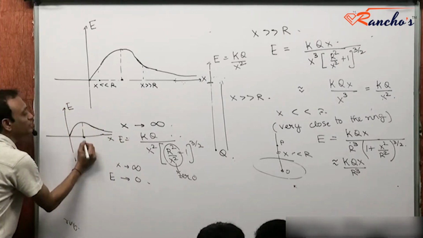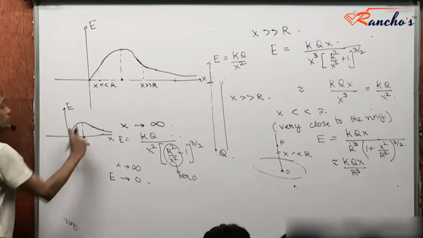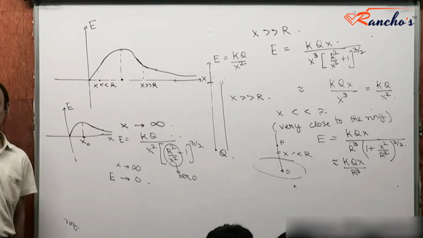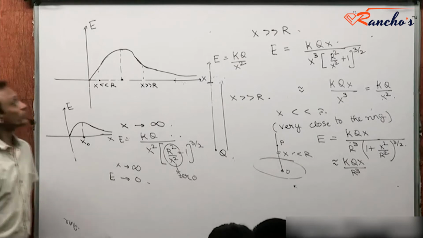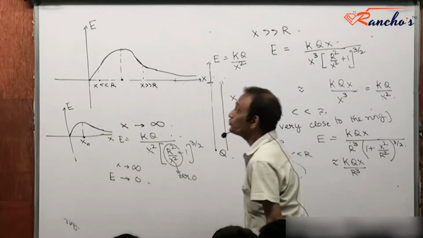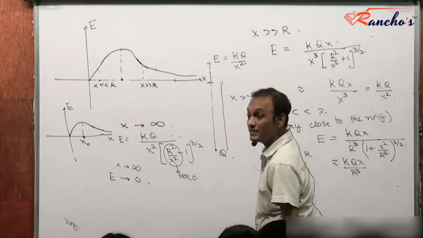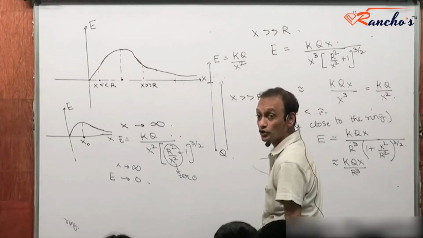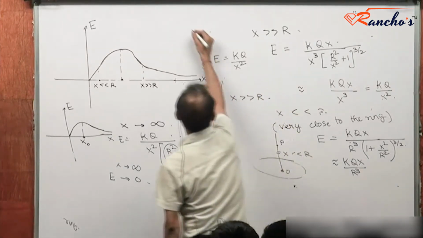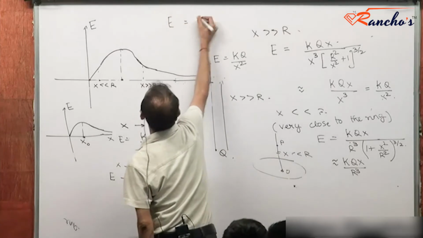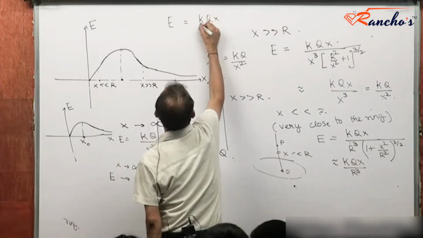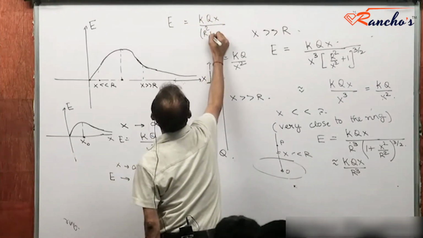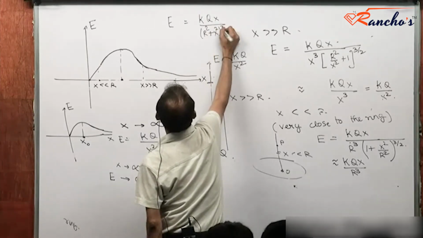And at some value of x equal to x naught, E becomes a maximum. Now, how do we obtain the value of x naught for which E becomes maximum? What's the expression for E? E is kqx by (r square plus x squared) to the power 3 by 2.